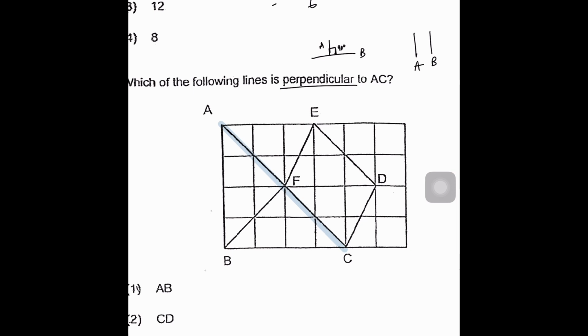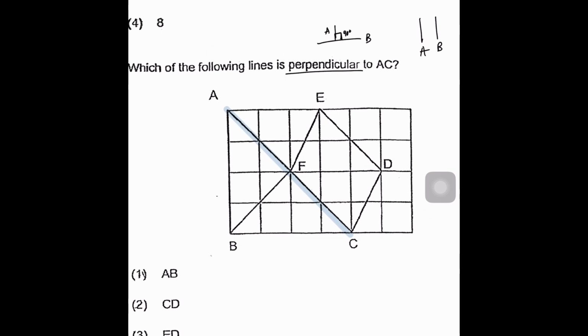So line AC will be this line. So now we have to find a line which basically is 90 degrees to AC. So EF cannot be the answer because there is no 90-degree angle, so EF is out. ED isn't even touching AC, so it's automatically out.